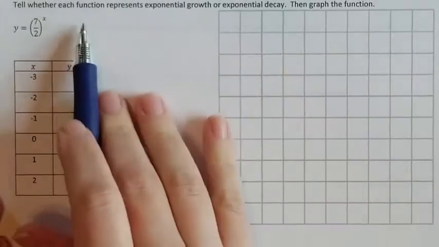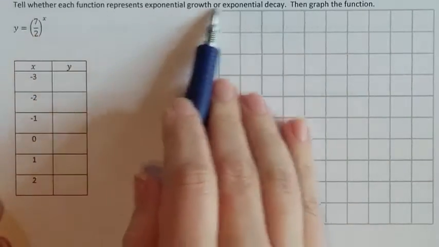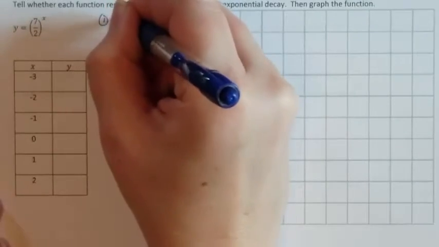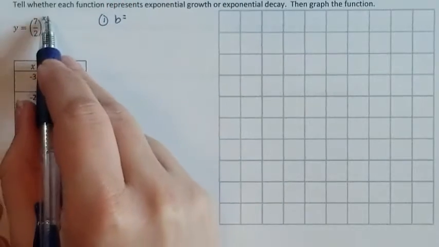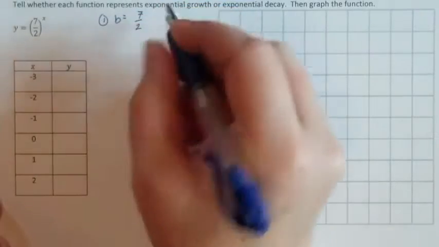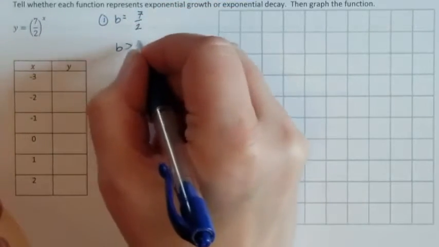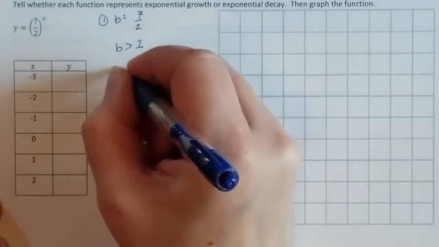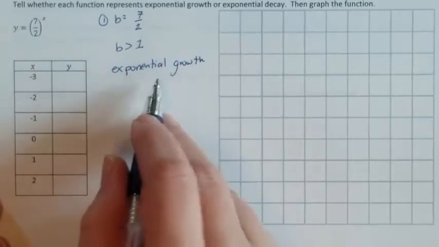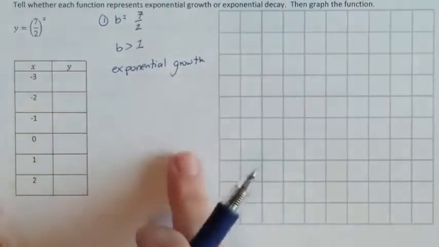Our next problem, we need to identify whether this is a growth or decay function. You do that by first identifying b. b is the value that has x as the exponent. So my value of b is 7/2. 7/2 is bigger than 1, which means this should be an exponential growth. So we're going to graph it and prove. If it's growing, it will go from left to right, and it will grow.